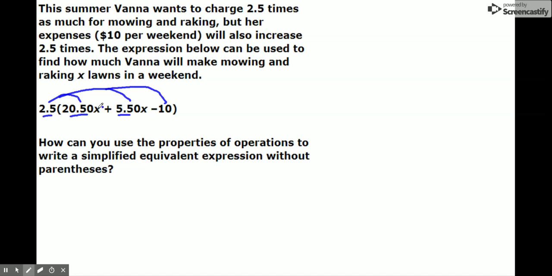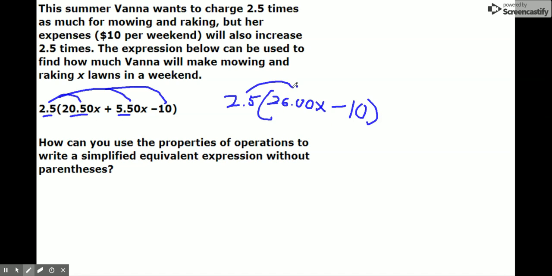So I can actually say these are both x terms. Right, here's an x and an x, so I can do 20.50 plus 5.50. And I think about that 50 cents plus 50 cents is $1. So then I think about this one is $6. 6 plus 20 is $26. So this would be 26.00x, right, minus 10. All of this is in parentheses times 2.5 or 2 and 5 tenths. So I started to simplify it by combining these like terms.